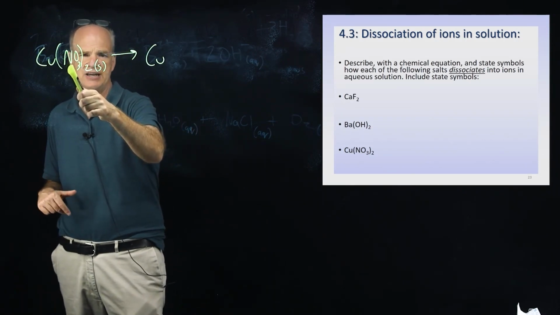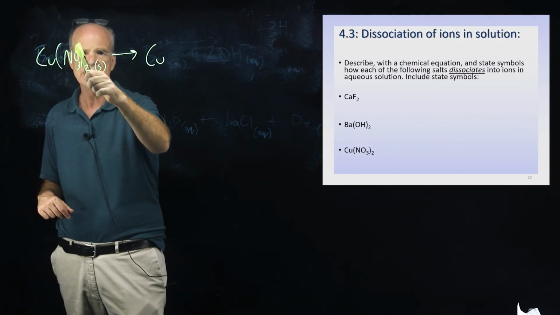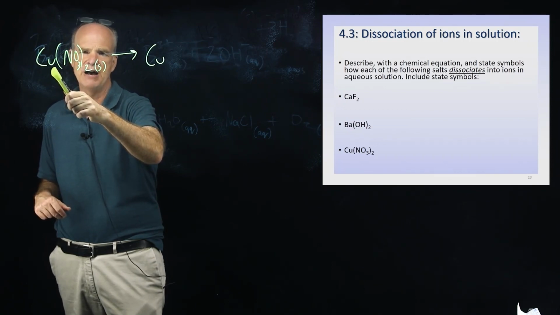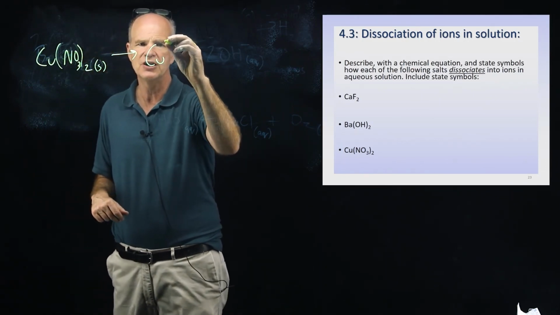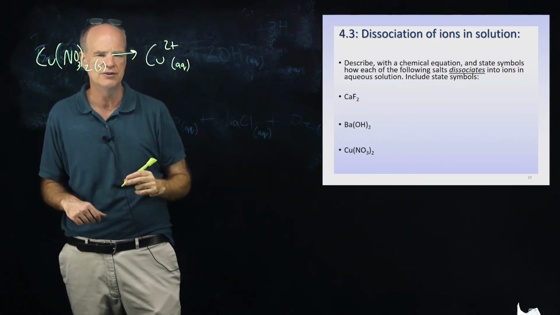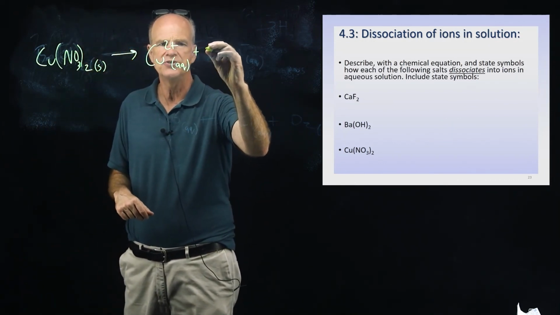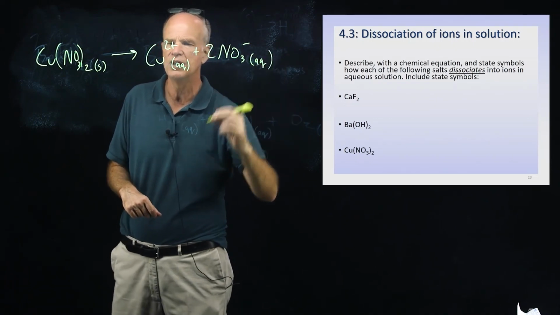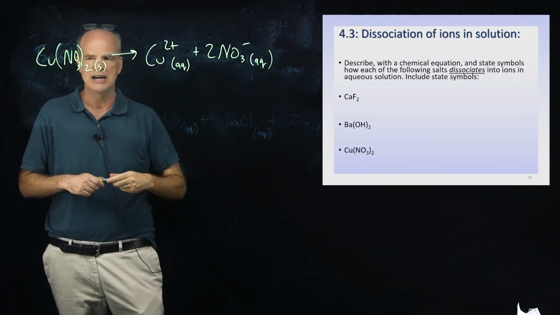Each nitrate has a single negative charge. We have two nitrates, so we have a total of -2 charge here. We have one copper ion in this formula. So to balance the -2 charge contributed by nitrate, copper must be +2. So it's copper 2+. And again, when it dissociates, it'll be surrounded by water, and so we indicate that with a state symbol of AQ. And then we write out two nitrate ions like this. And that should be a good equation for the dissociation of copper nitrate in water into copper and nitrate ions.